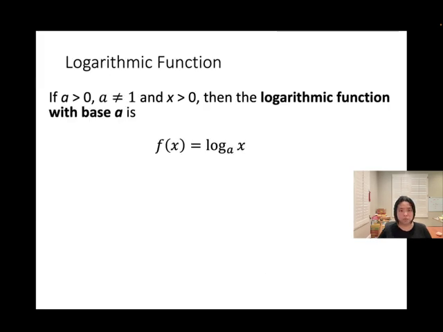Okay, if a is greater than 0, a not equal to 1, and x strictly greater than 0, then the log function with the base a is this guy. Make sure the a and the x have to be positive numbers.